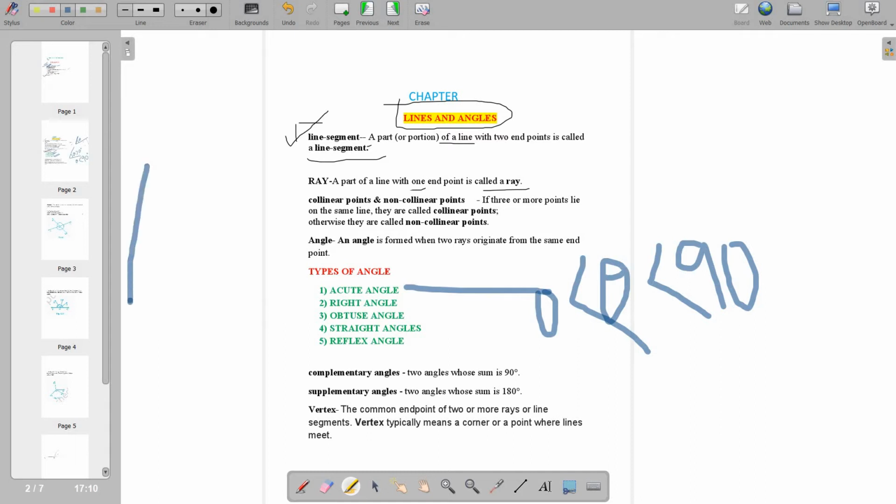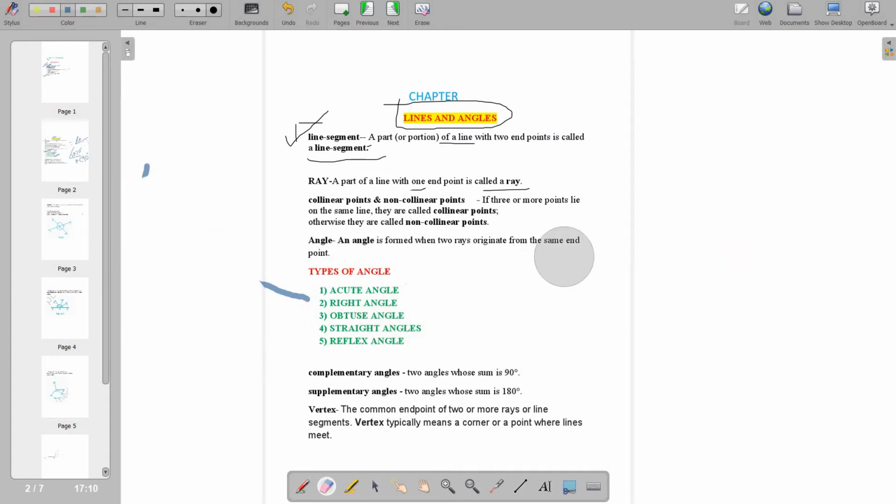A right angle means when theta is equal to 90 degrees. That is called a right angle. This is a very important part of the geometry concept. Now we will learn what an obtuse angle is.